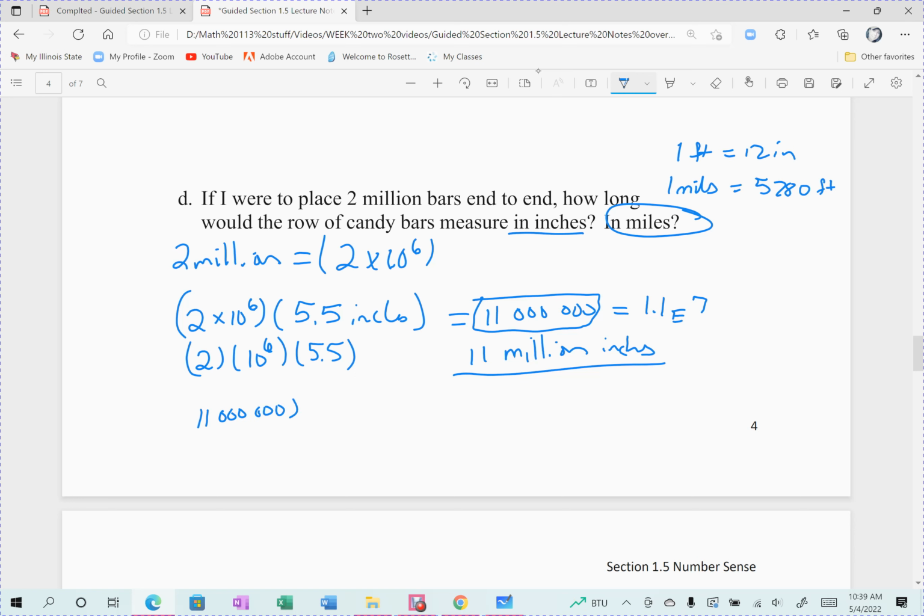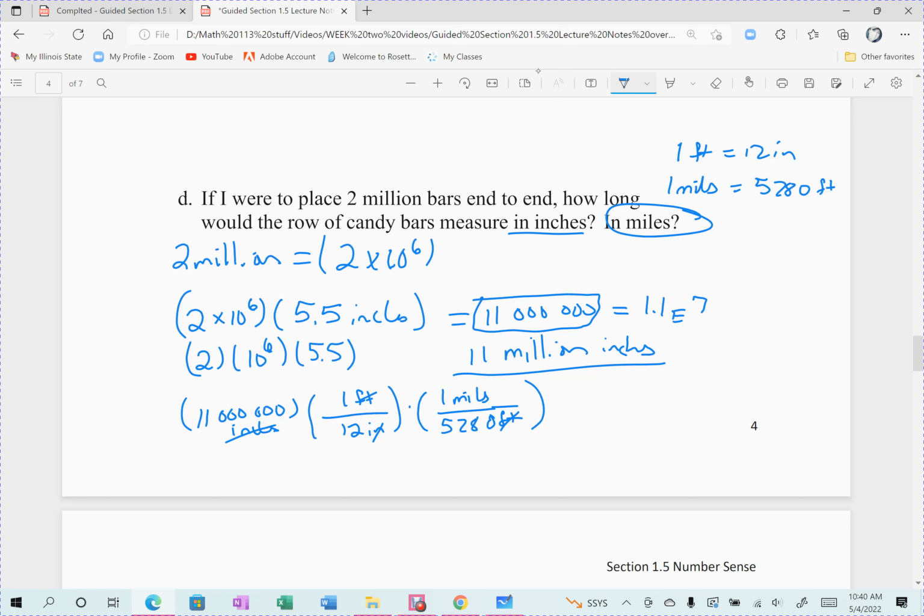All right, so you're going to take your 11 million. I'm going to just write it out. Again, it would be 11 times 10 to the 6th. That's inches. You're going to get rid of inches, so you want your 12 inches in the bottom and your 1 foot up top. And then we want miles, so we want the 1 mile up top, the 5,280 feet in the bottom, so feet cancel, and I'm left with just miles.